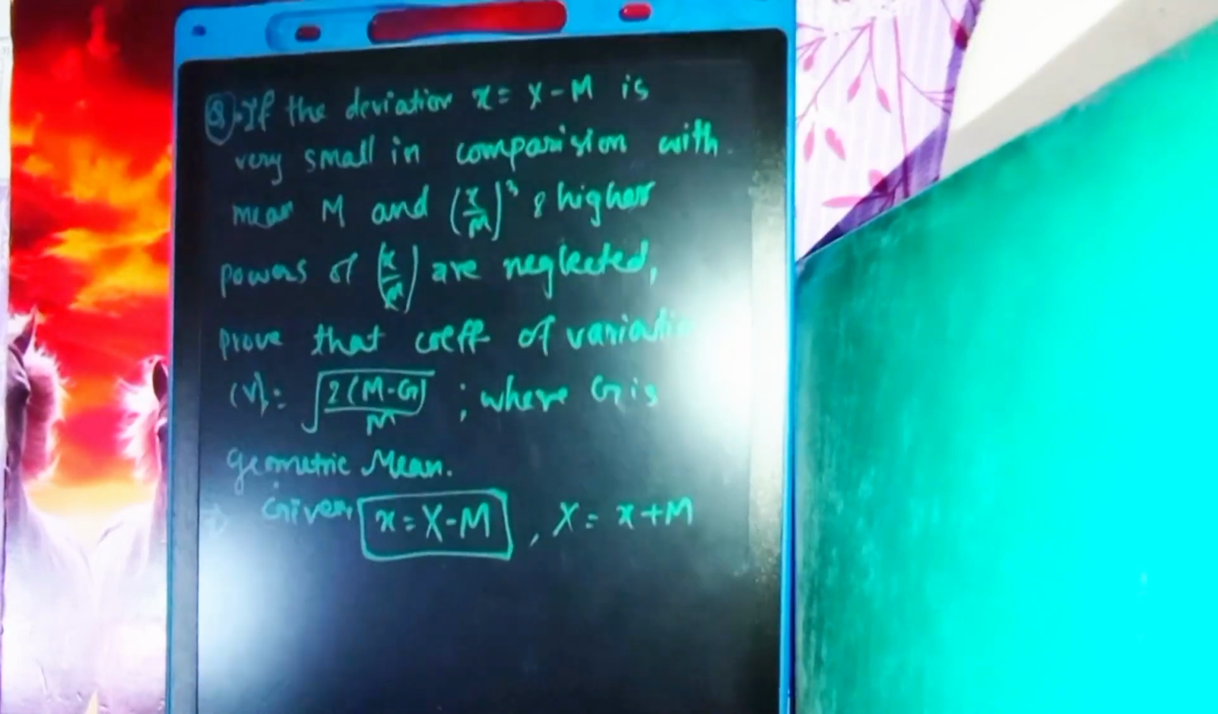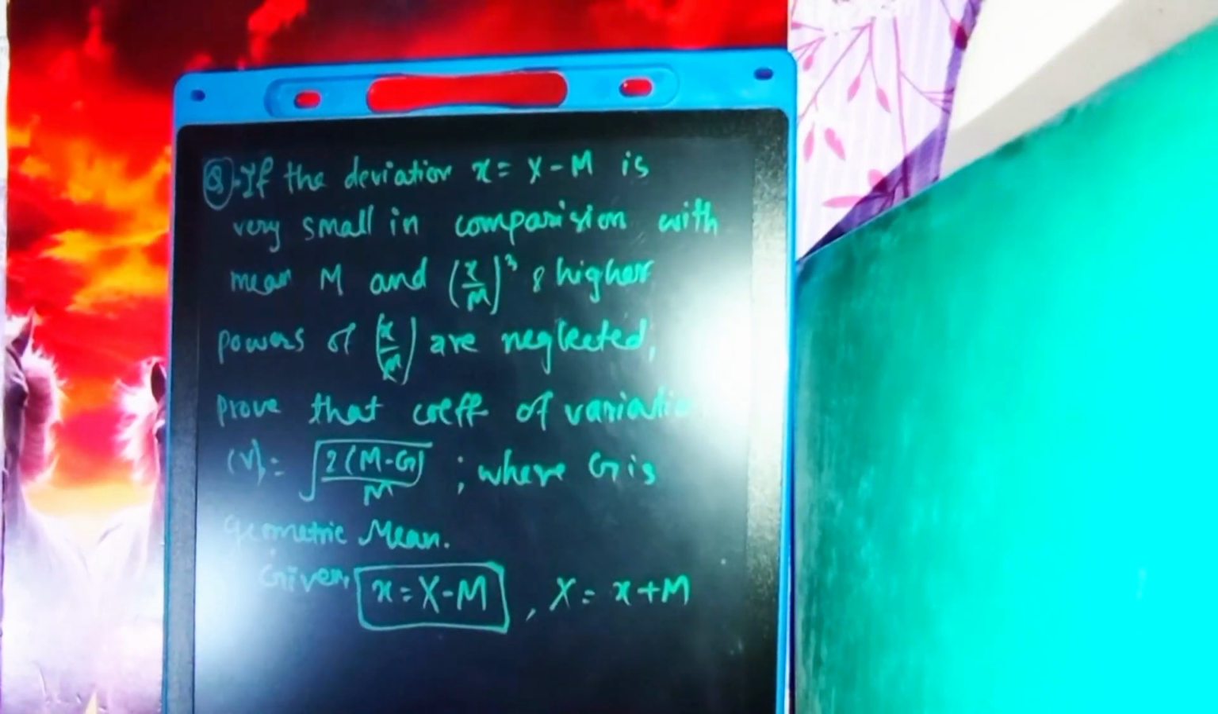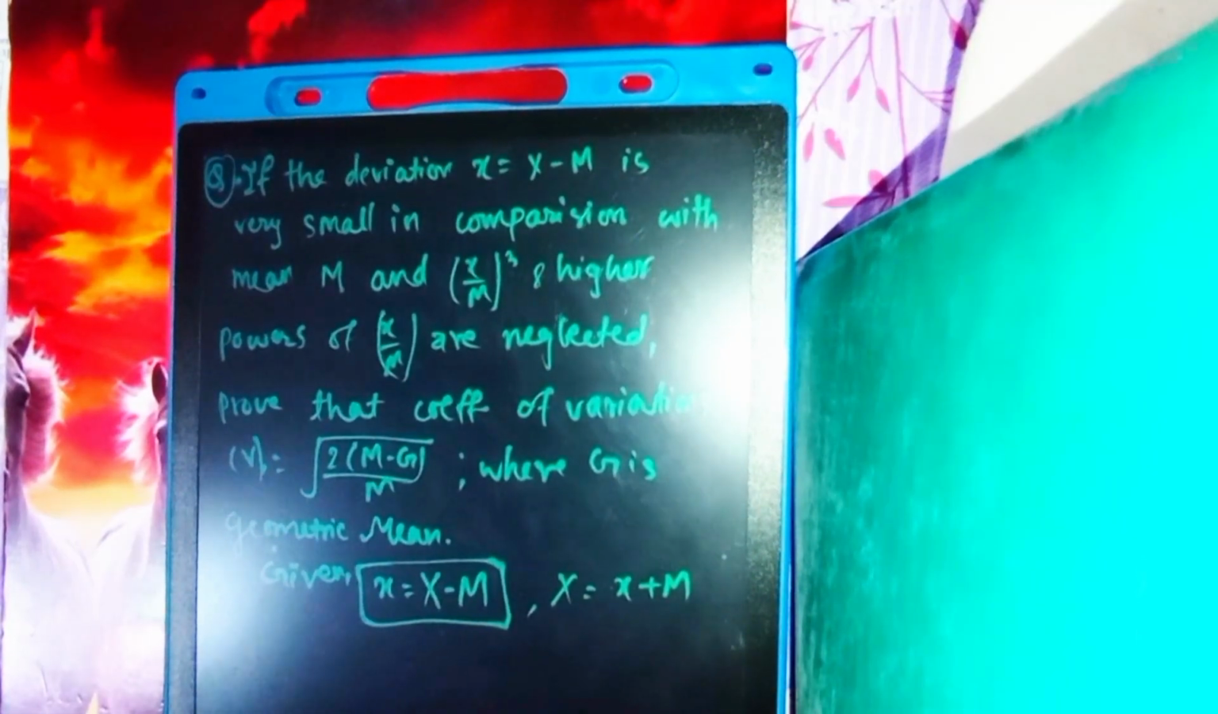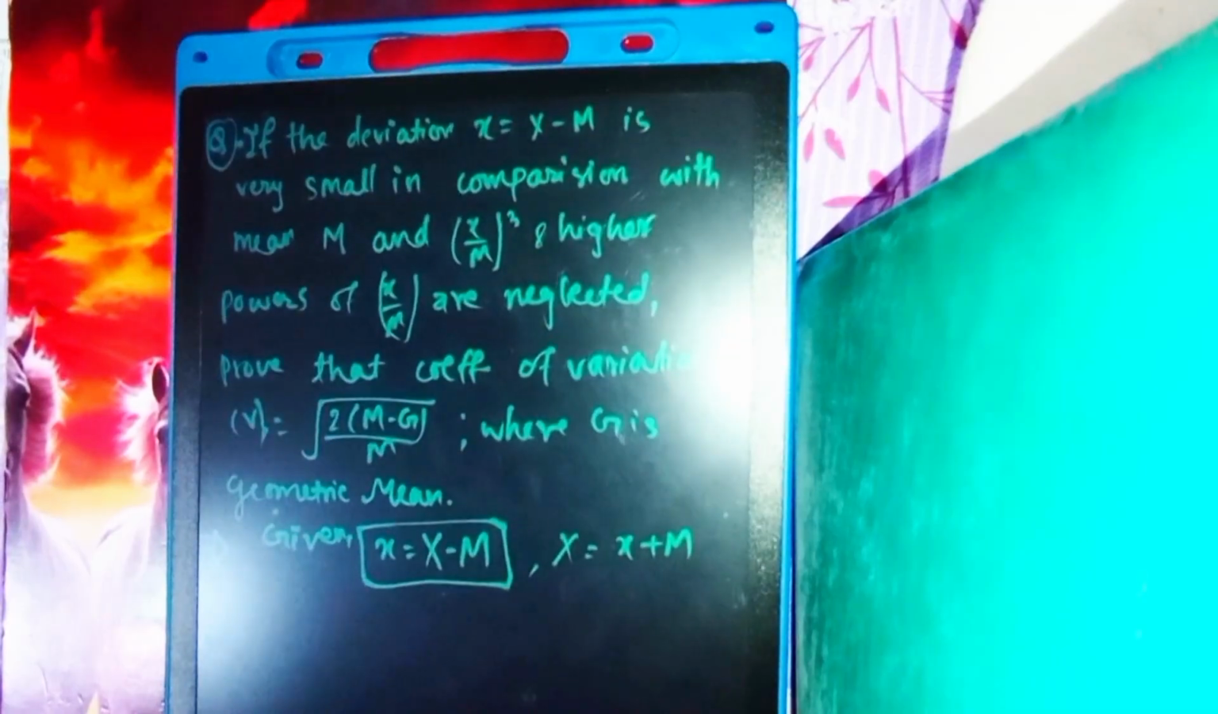Hello guys, today we're going to solve this question. The question is: the deviation x, equal to capital X minus m, is very small in comparison with mean m, and x by m whole cube and higher powers of x by m are neglected. Prove that the coefficient of variation v is equal to root 2 m where g is the geometric mean.